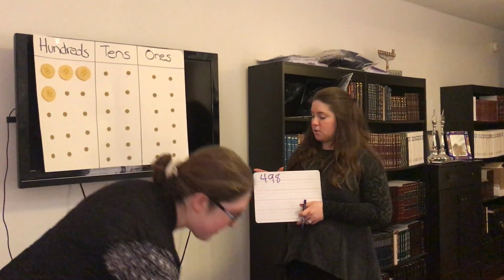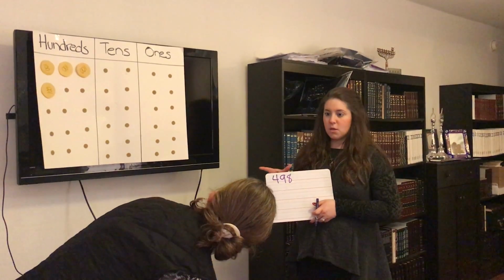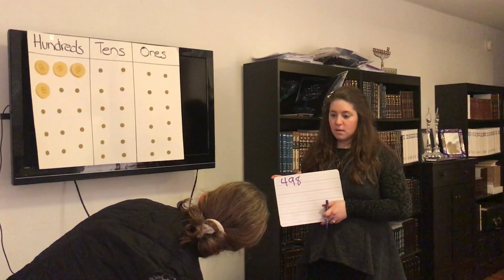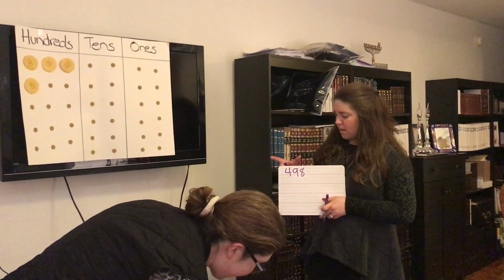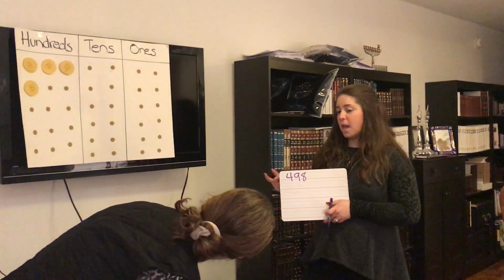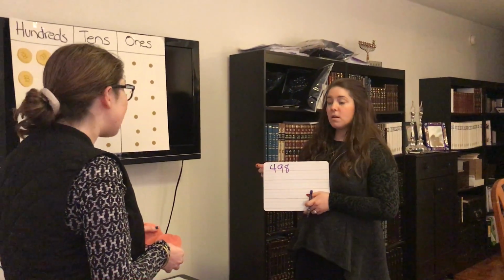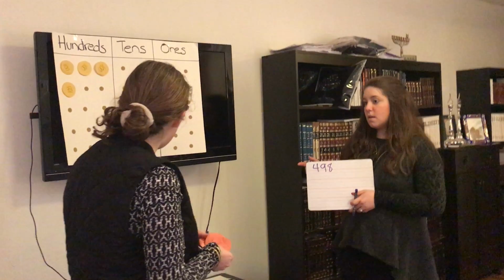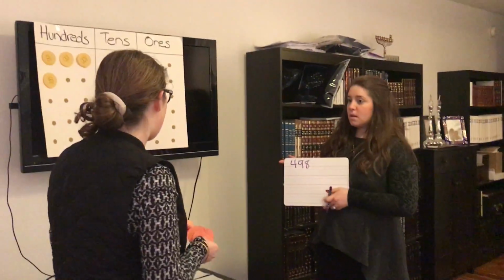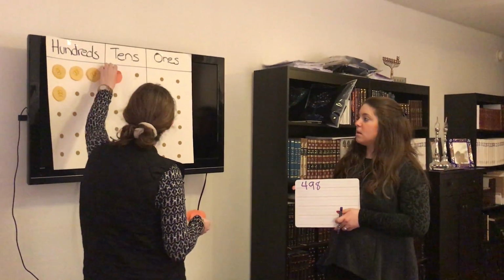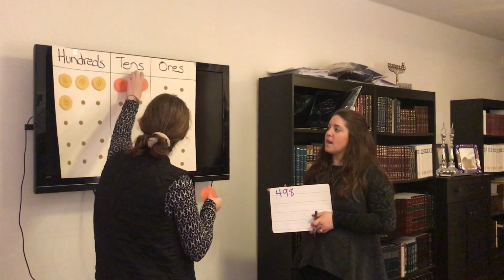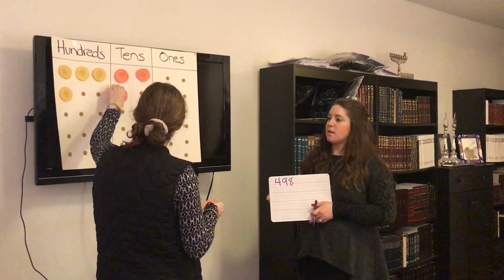Okay, how many tens are you going to put first? How many do you think? 9. And why are you putting 9 and not 10, or even 8? Well, if I put 10, then it's another 100. Great. If I put 8, then I'm only at 80. Great. And if you only put 8, what would you have to do with the ones column?